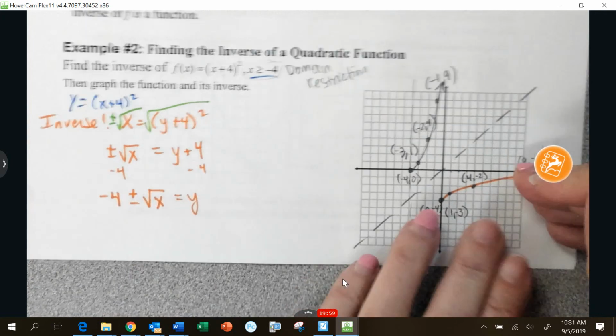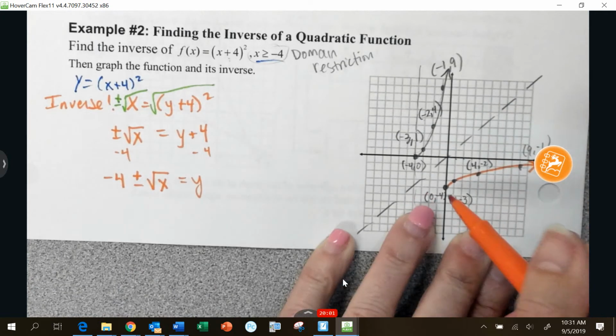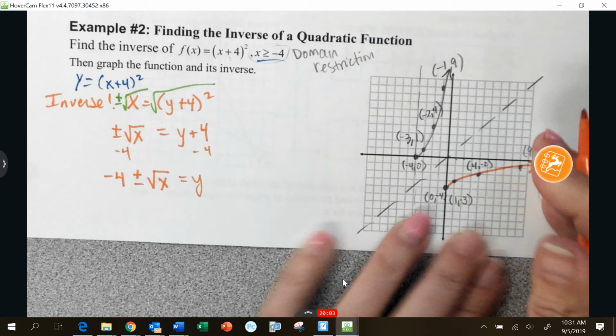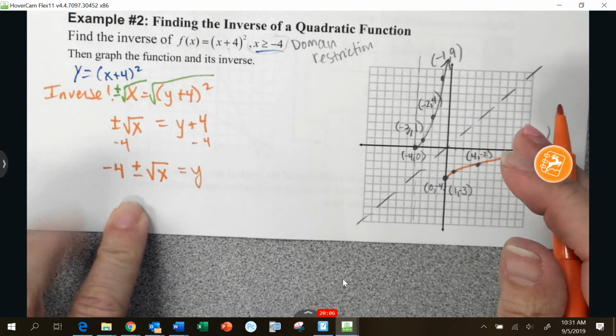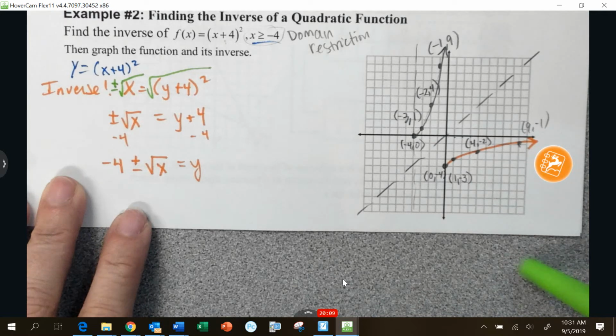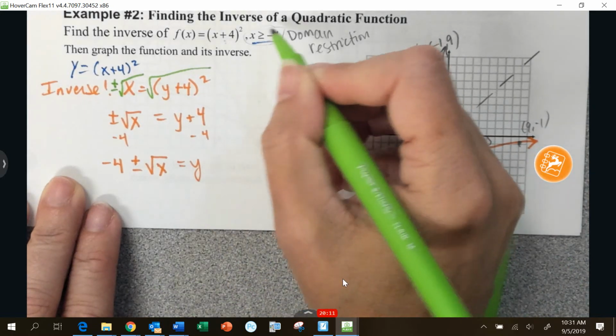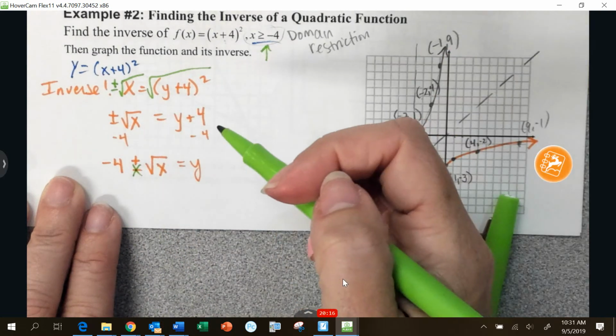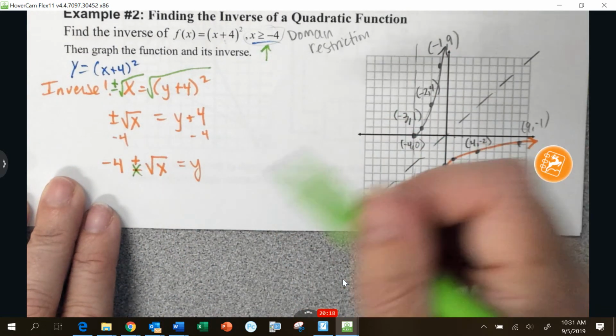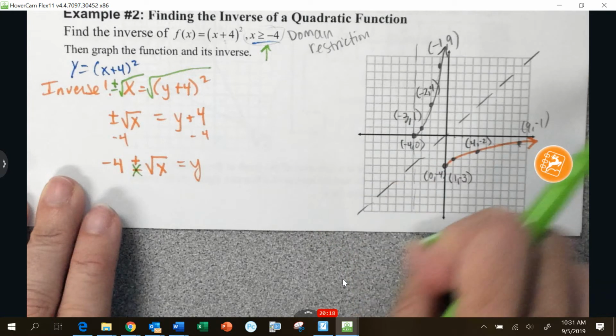But you're looking at the graph. Is there a top and a bottom? No. What do I need to get rid of? I need to get rid of that negative because that's not part of my inverse. And that's where the restriction came in. Because we had a restriction on the original one, that puts a restriction on our answer.